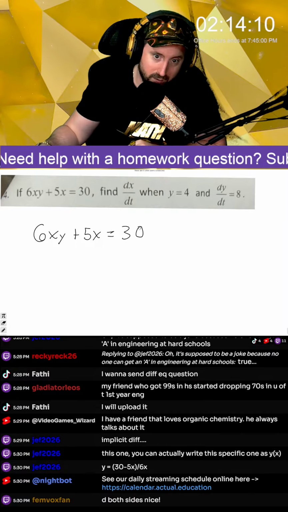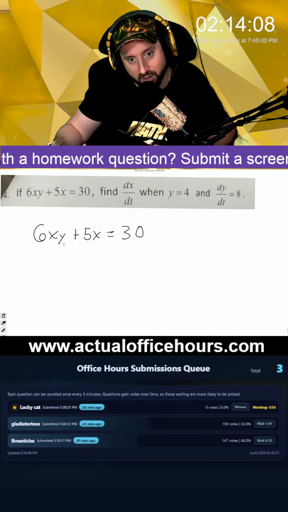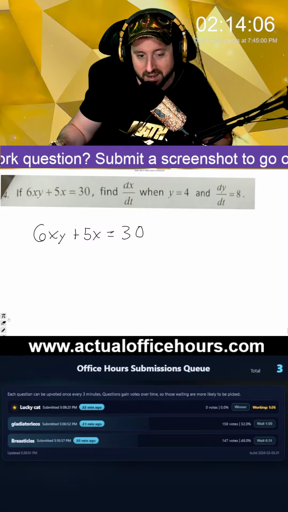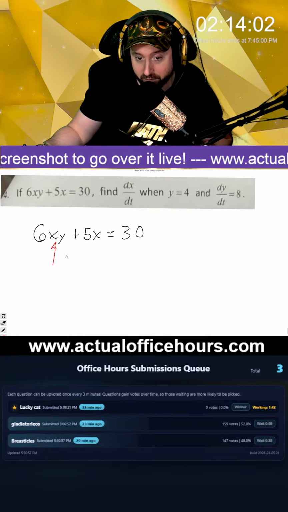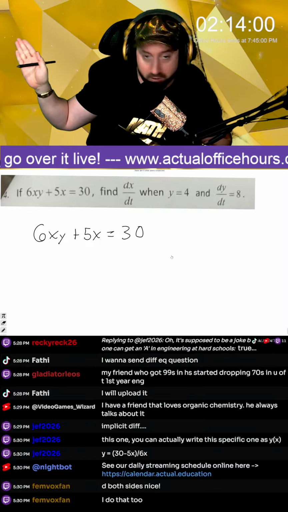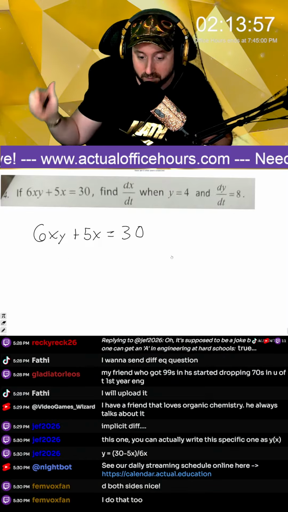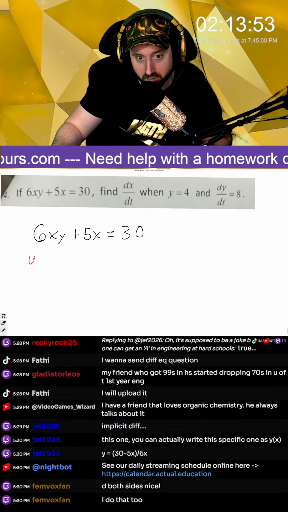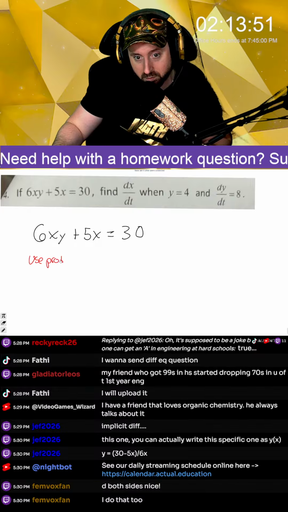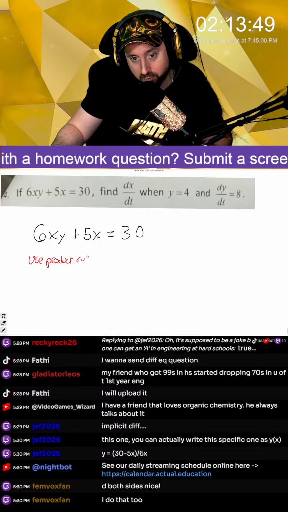So here's what I do. Let's look at the 6xy, for instance. Again, I'm going to treat x and y both as things that I need to take derivatives of. What I remember from calculus is if I'm taking the derivative of 2 things that are multiplying each other, I need to use the product rule. So we've got to use the product rule for this one.